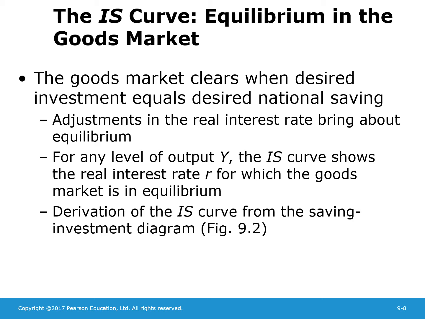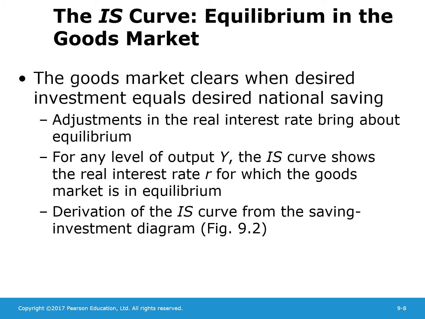So the IS curve represents the equilibrium in the goods market. It represents the real interest rate that clears the goods market. And here the word clears, we will use it frequently. Clearing the market means that the market is in equilibrium. So the real interest rate that clears the goods market is the real interest rate at which aggregate demand equals aggregate supply, or at which desired national saving equals desired investment.